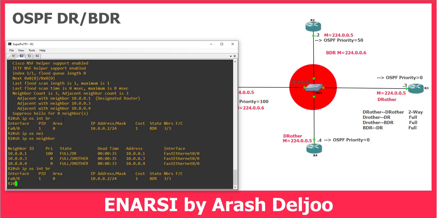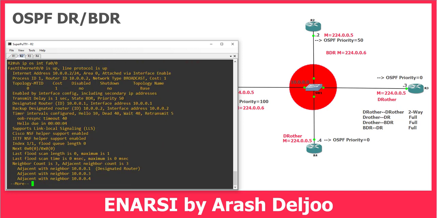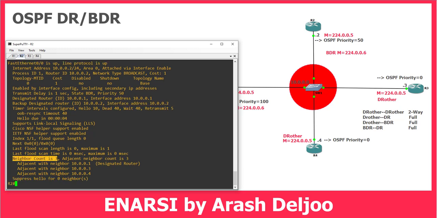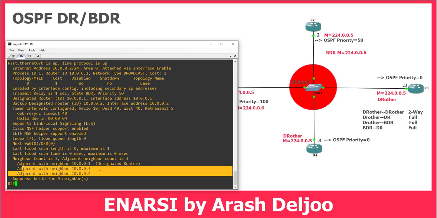router 2 is the backup designated router. In router 2, show IP OSPF interface FastEthernet 0/0. As you can see here again, the state of this interface in router 2 is BDR. The priority is 50. And also, as you can see, the DR ID is 1.0.0.1, the BDR ID is 1.0.0.2, the DR interface IP address is 1.0.0.1, and the BDR interface IP address is 1.0.0.2. Also, again, we have 3 neighbor count, we have 3 fully adjacent neighbors. Adjacency with neighbor 1.0.0.1, this is the DR, and also with 1.0.0.3 and 1.0.0.4, the 2 DRothers.